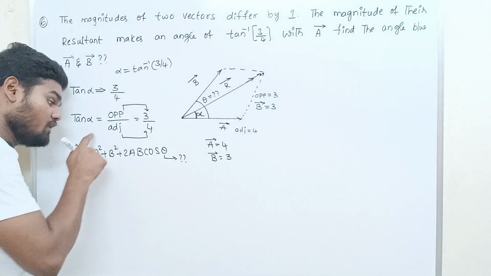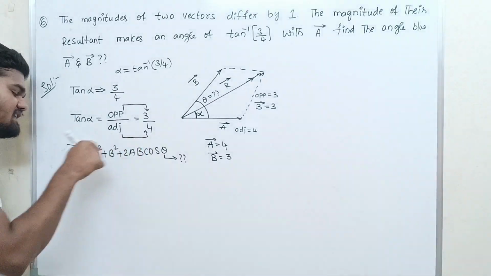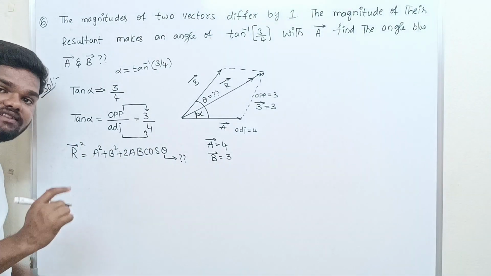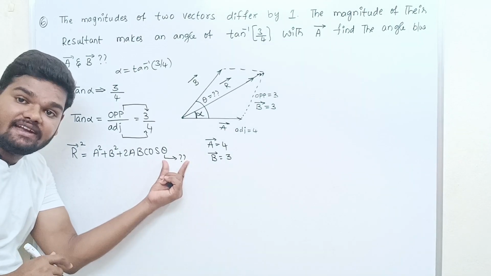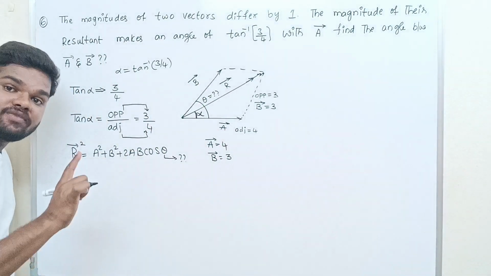Actually r is equal to the square root, but I'm taking the square on either side. Then the square root on this side cancels out and r becomes r square. Are you getting this? This is the formula. We have to find an angle theta, where theta is the angle between the a bar and b bar vectors. Is it clear? Any doubt?